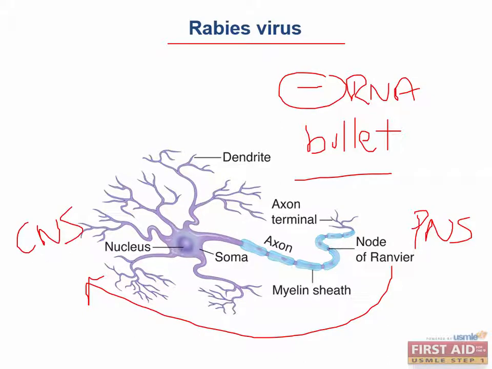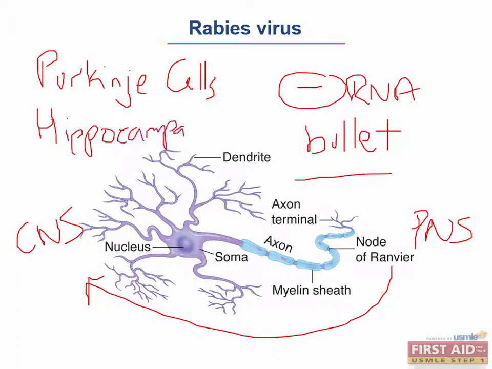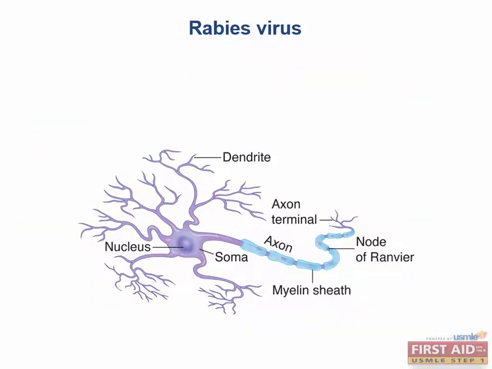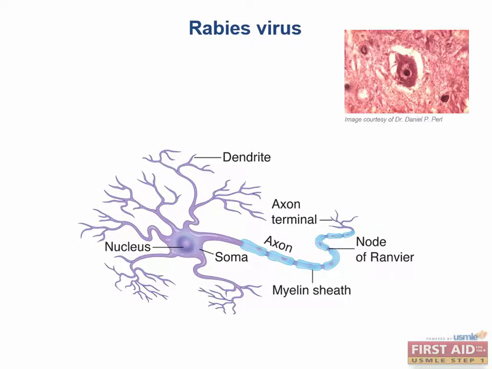In the central nervous system, the virus can infect Purkinje cells of the cerebellum as well as hippocampal neurons. When the virus infects these particular cells, the virus forms what are called Negri bodies, as we see in this image here. Negri bodies are cytoplasmic inclusions found in the cells infected by the virus. After initial infection, the incubation period may be weeks to months before symptom onset occurs.